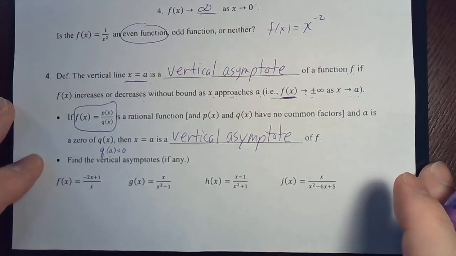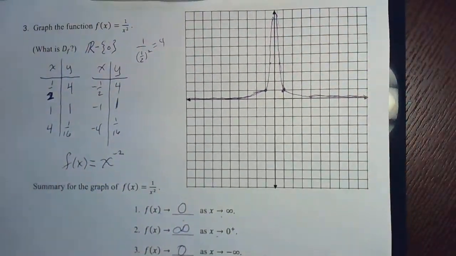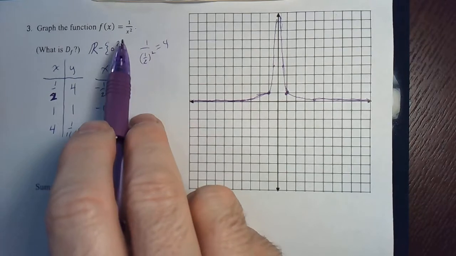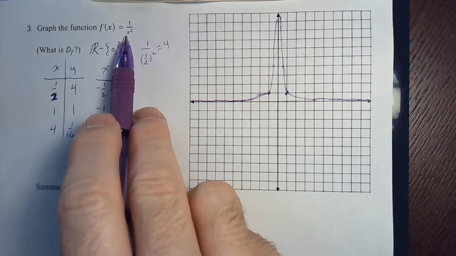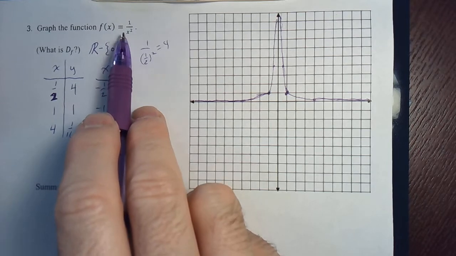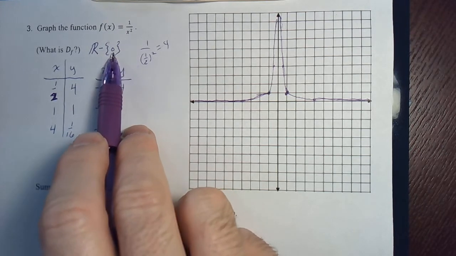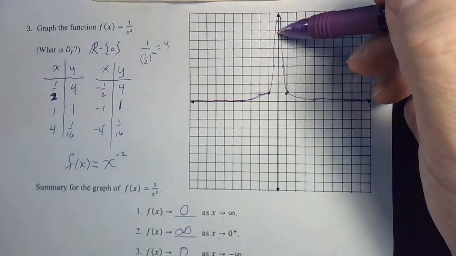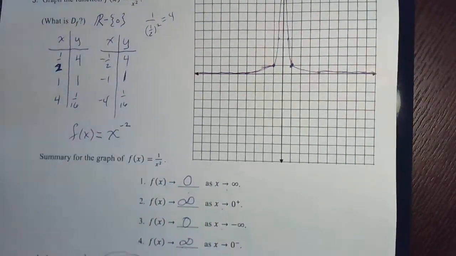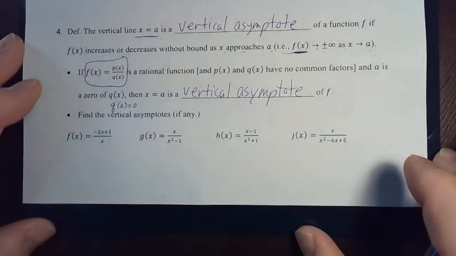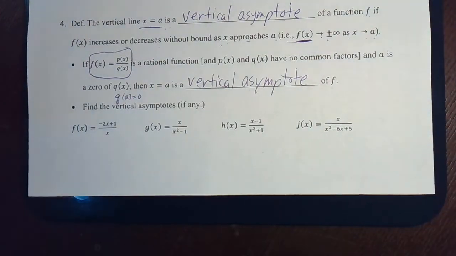We'll go right back to this previous example for a second. Where is this function not defined? At x equals 0. And the vertical line x equals 0 is the vertical asymptote. That's how you find them. So let's look at these simple examples just to find the vertical asymptotes. We're not going to graph these four functions, just find the vertical asymptotes.